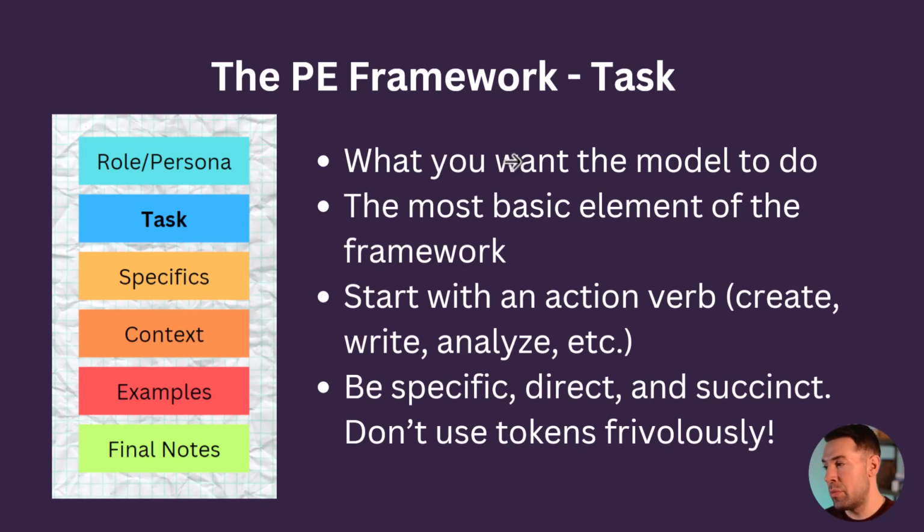And as you can see there, you want to be specific, direct, and succinct. Tell the model exactly what you want done. Use specific words, but don't go overboard. You don't want to be frivolous with your tokens, both due to cost, but also because using excess tokens in this area can actually confuse the model, and it will try to do too much at once. It won't be dialed into specifically what you want done. So keep that in mind when you are building your task.